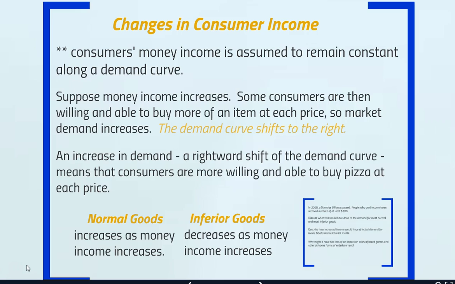Examples of inferior goods include bologna sandwiches, used furniture, used clothing, trips to the laundromat, taking a bus instead of driving a car. Those would all be inferior goods.